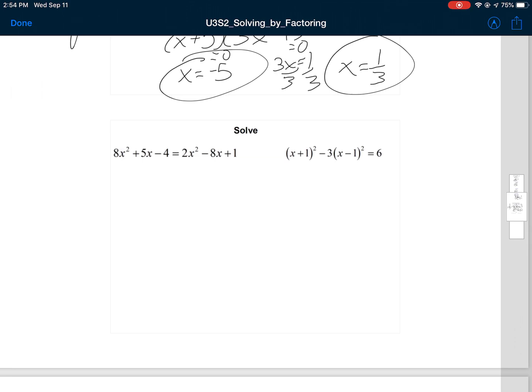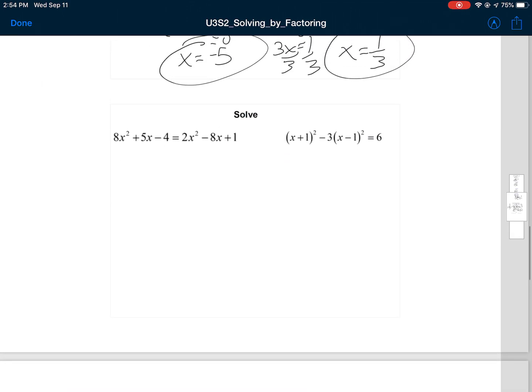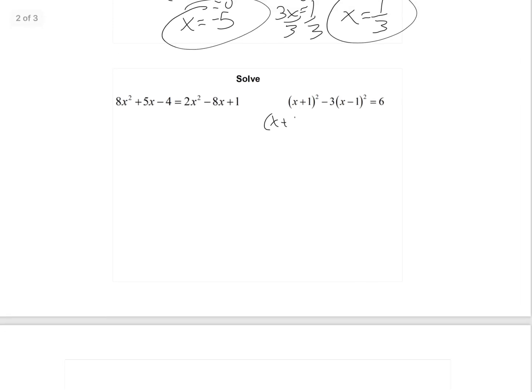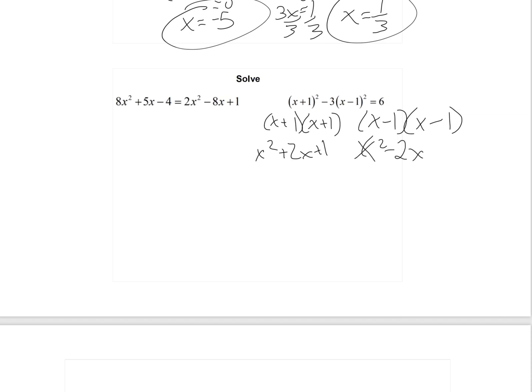Okay, a little bit more practice, if you will. Careful here. When you have x plus 1 to the second power, it's x plus 1 times x plus 1. That's going to be x squared plus 2x plus 1 when I FOIL. If it's minus, it's going to be x minus 1 times x minus 1. And that's going to give me x squared minus 2x plus 1.